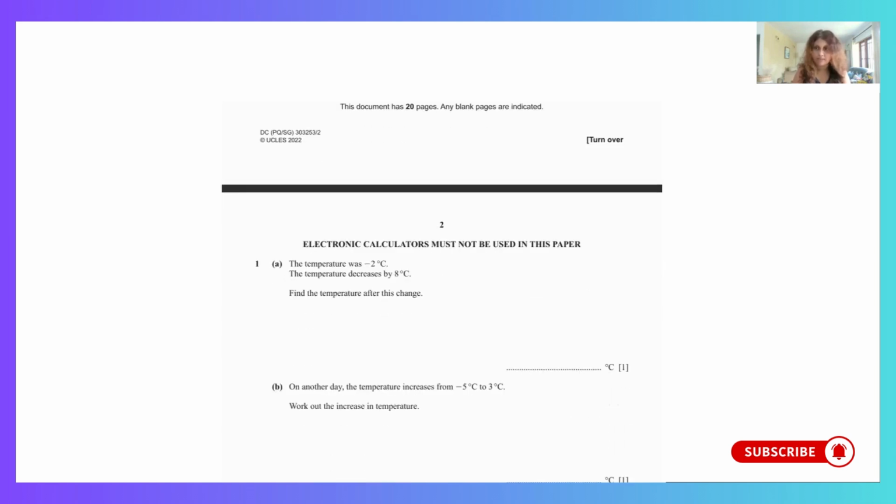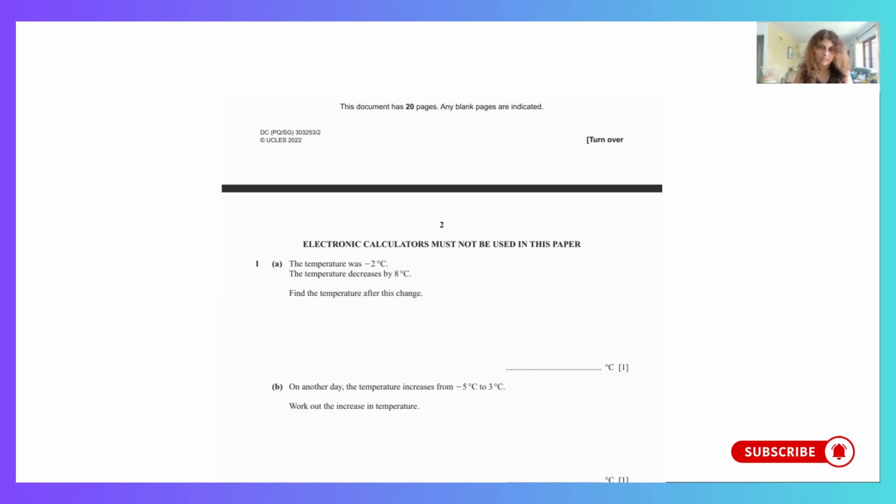Question 1 is from the lesson on integers. The main lesson includes adding, subtracting, multiplying and dividing integers, which is in our first lesson, numbers. So let's see how we can answer this question by showing the essential working.